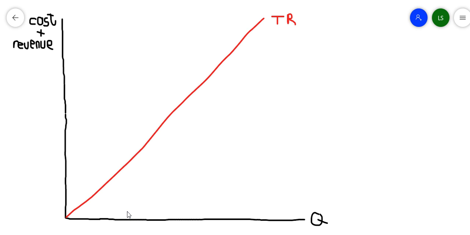Your total cost is your variable cost plus your fixed cost. Now, because there's always a fixed cost, your total cost can never be nothing. So my total cost cannot start at 0. It has to start where my fixed costs start. And then it has the shape of a stretched out S. Okay, that is my total cost.